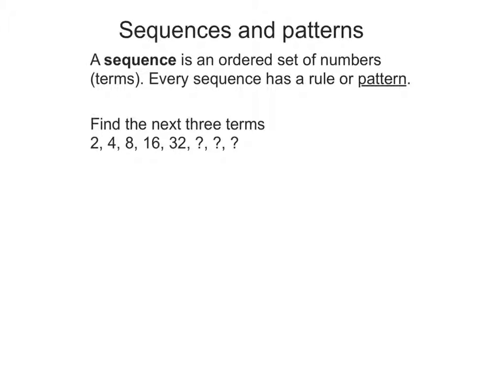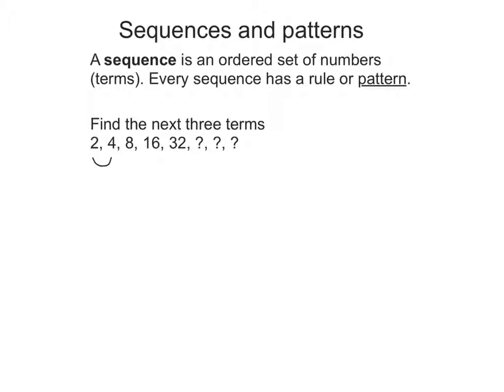Let's look at this first example. Find the next three terms in the following sequence. We have 2, 4, 8, 16, 32, and we're trying to figure out the rest. Well, let's start writing down the difference between each of these numbers. I'm going to start by looking at 2 and 4, and I'm going to draw a little bridge between them to keep track of my work.